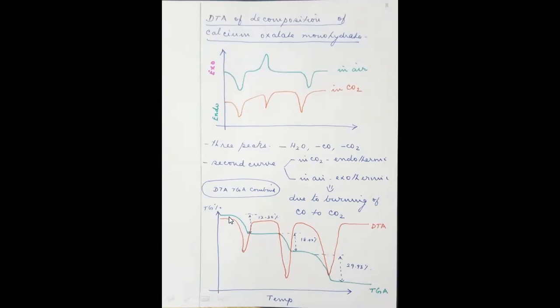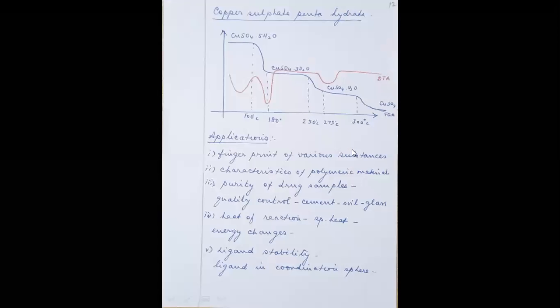Look here, in the first endothermic process, there is a weight loss of some 12 to 30%. This corresponds to the loss of water. And in the second endothermic curve, there is a weight loss of some 18%, which is due to the elimination of carbon monoxide from the sample. And in the third curve, there is a weight loss of 29.93%, and this is because of the elimination of carbon dioxide molecules.